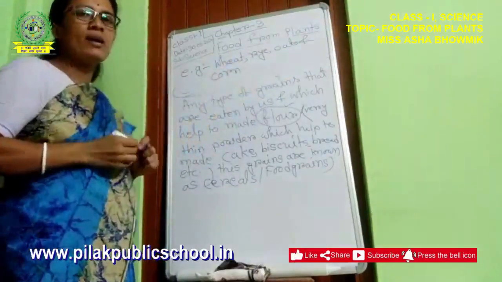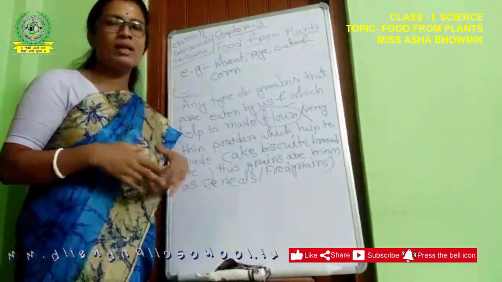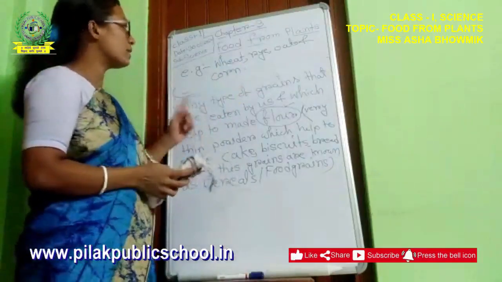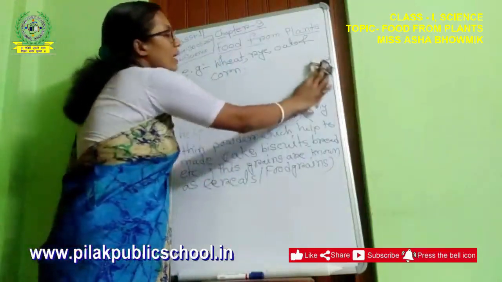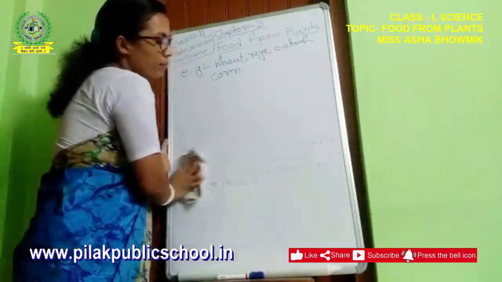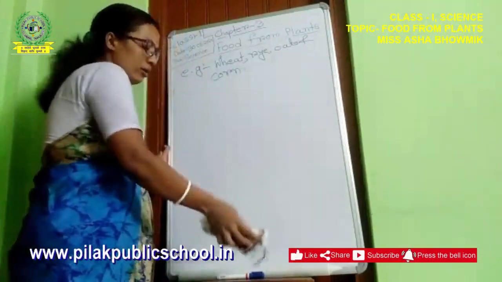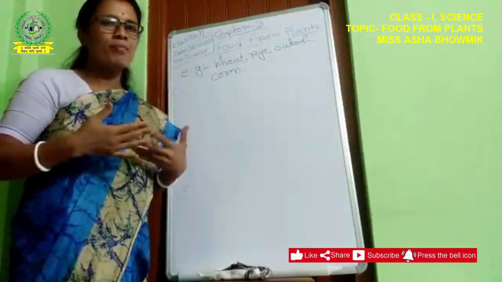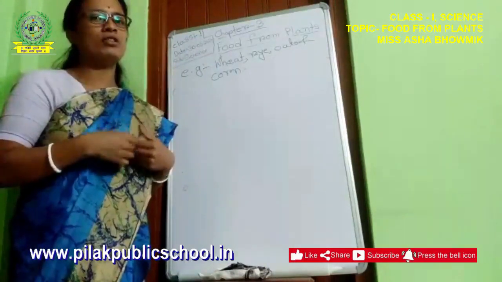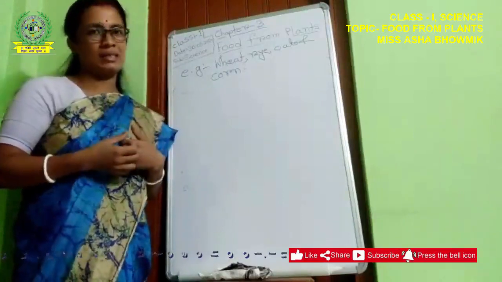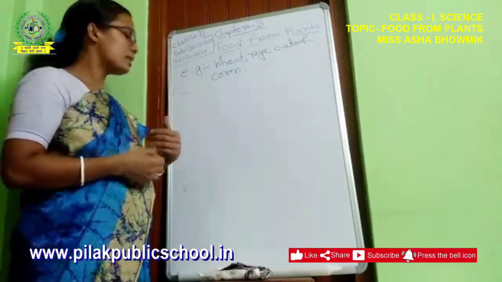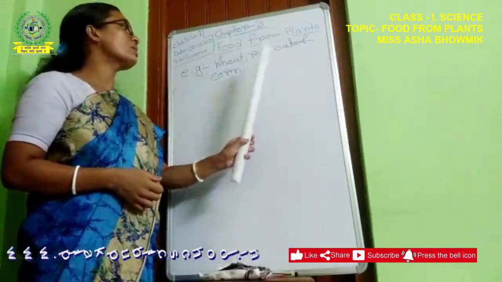Okay, now I have completed our today's three topics: what is fruit, what are the examples of fruits, what are vegetables, what are the examples of vegetables, and I also discussed what cereals are and what the examples of cereals are. Cereals, what are cereals? Any type of grains which are eaten by us and which help to make flour. F-L-O-U-R, flour. Flour means very thin powder which helps us to make bread, cake, biscuits, etc. These grains are known as cereals. Examples of cereals are wheat, rye, oats, and corn.